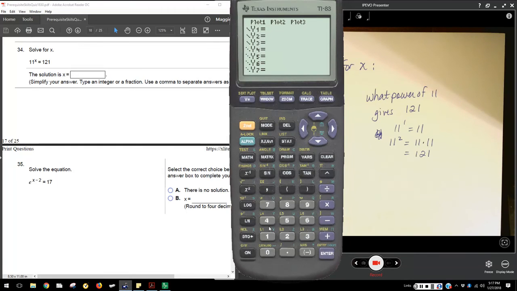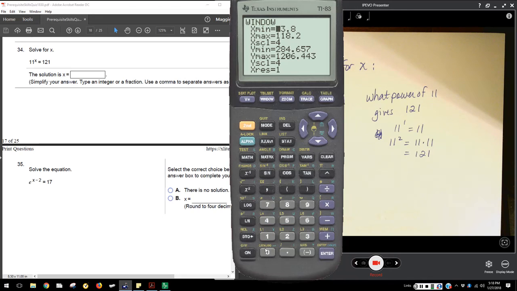And in the first equation, I'm going to enter 11 raised to the x power. And then in y2, I'm going to put in the number 121. Now, there's no reason to go to negative powers, because negative powers would be like 11 to the negative 1, which is 1 over 11, and 11 to the negative 2, which is 1 over 11 squared, and so forth.